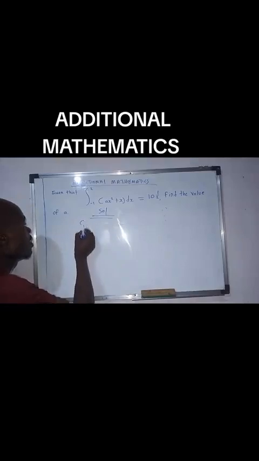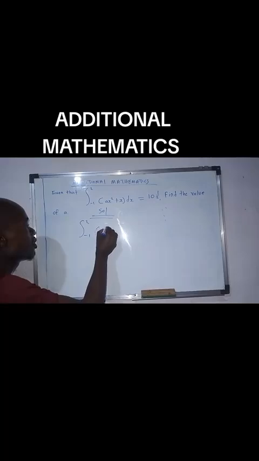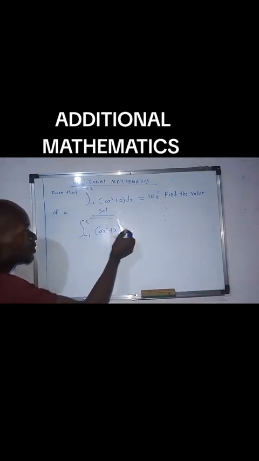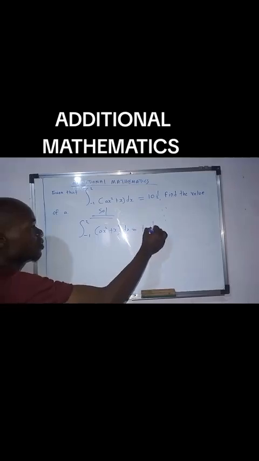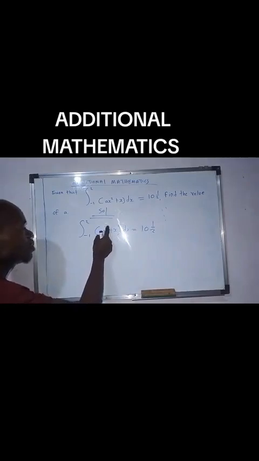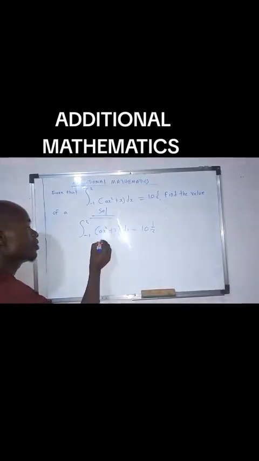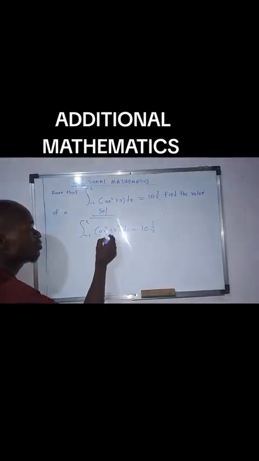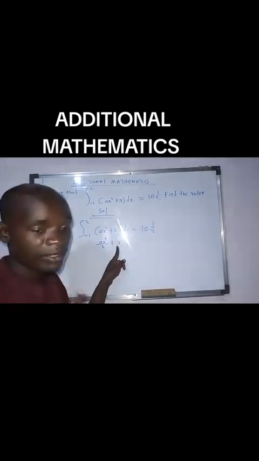So I have upper limit and lower limit there, then ax^2, then plus x, dx equated to 10 1/2 with respect to x. So let's integrate what is in the bracket. This x has the power of 2, so I'm going to add 1. I'll say I have ax, then 2 plus 1 is 3, then I bring it down there, then plus x. Now this x, as you can see, has a power of 1.